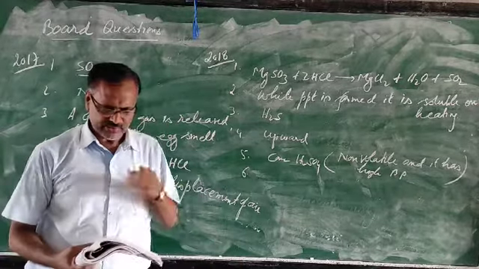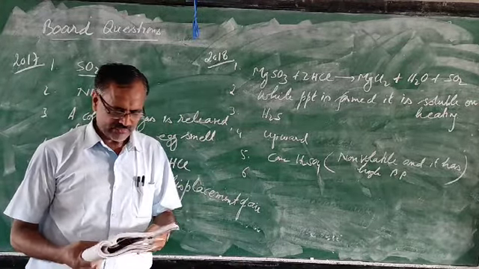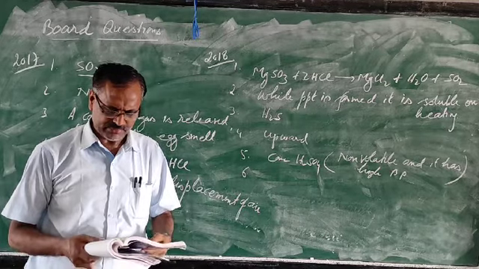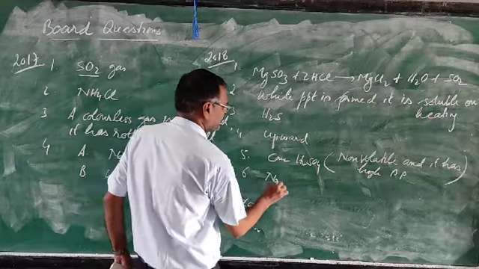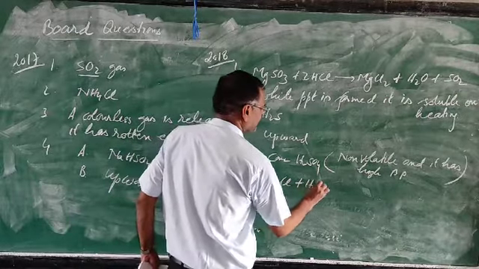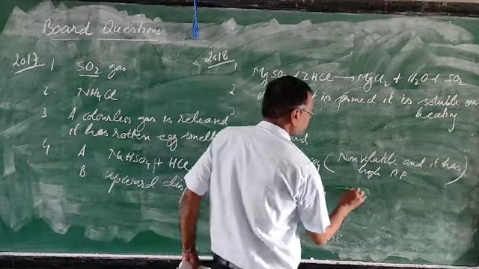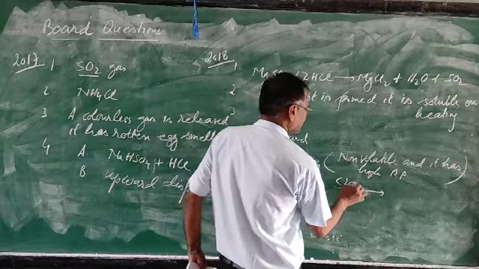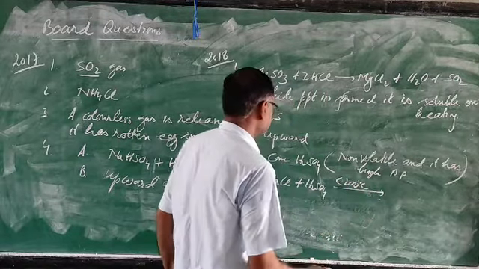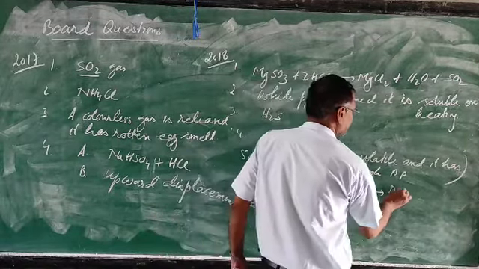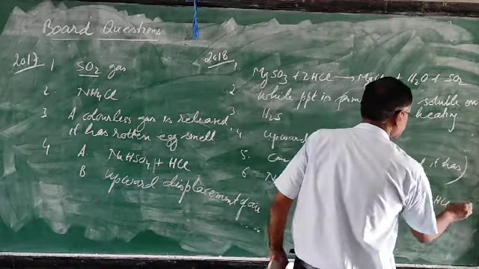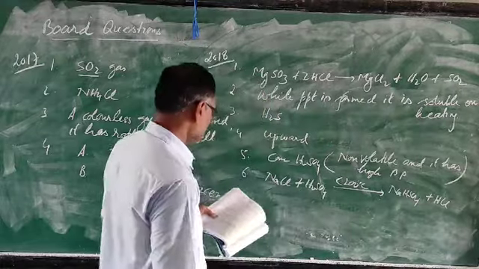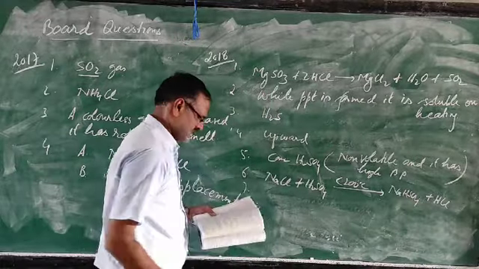Now the sixth one. Write a balanced chemical equation for the laboratory preparation of hydrochloric gas. This is very common; many times you have seen that NaCl reacts with H2SO4. Temperature is below 200 degrees Celsius. This will form NaHSO4 plus HCl.